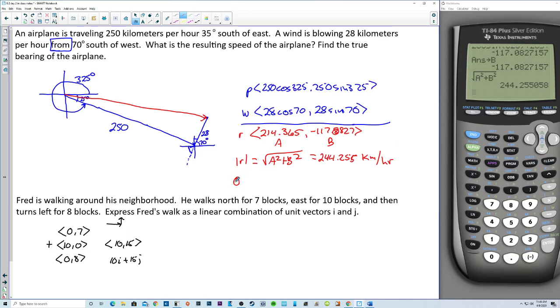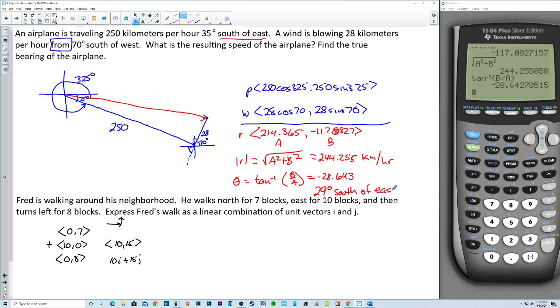And then the angle is inverse tangent of B over A. So inverse tangent of B divided by A. And we get negative 28.643, but that's going to be on the south side of east, because that's how it's given here. South side of east here. Well, that's on the south side of east. So if we round, 29 degrees south of east.